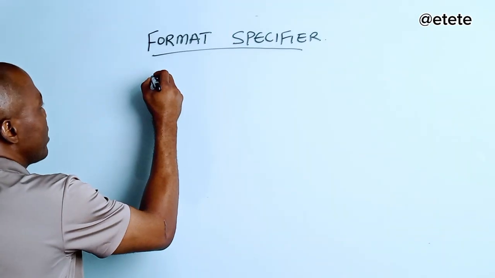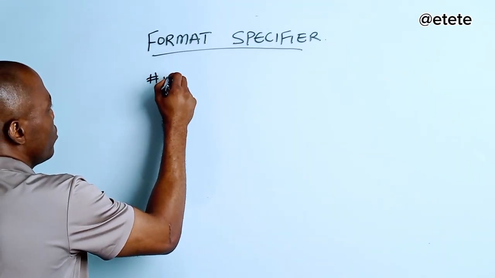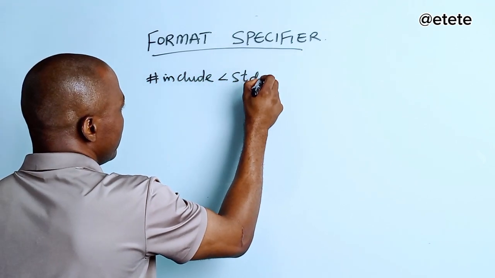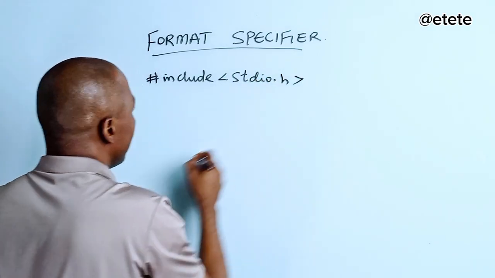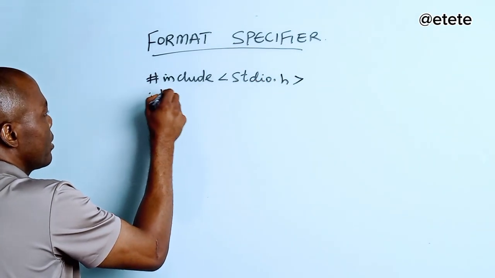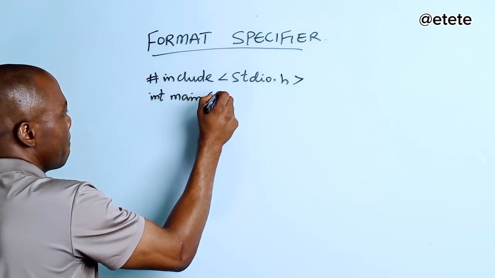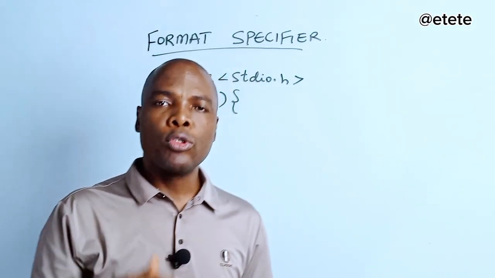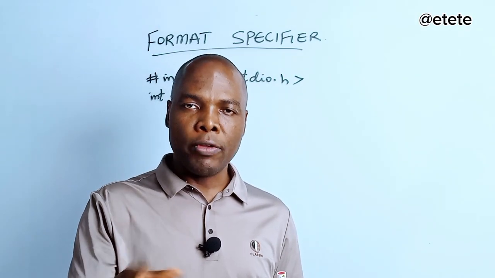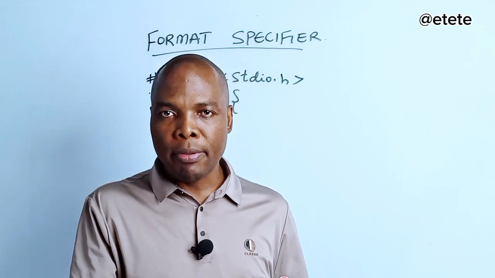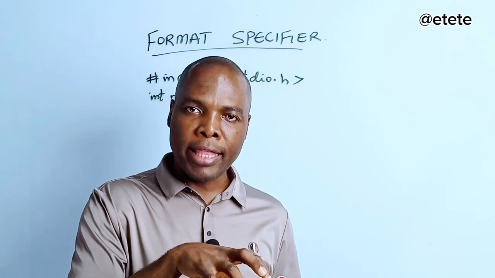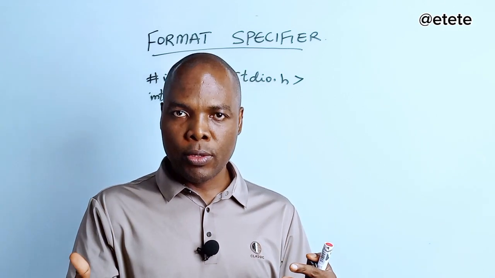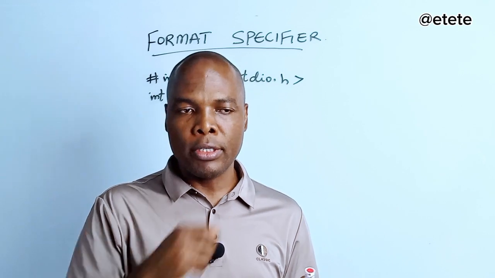So now I will write something like this. I will say include stdio.h, right? And then I will say int main. Then in this place, what I want to do now is create a realm and create a variable for that realm. That is, I'm going to create a data type and then declare a variable in that data type. Then I'm going to ask the user to input a value and then I will take that value and print it out on the screen.